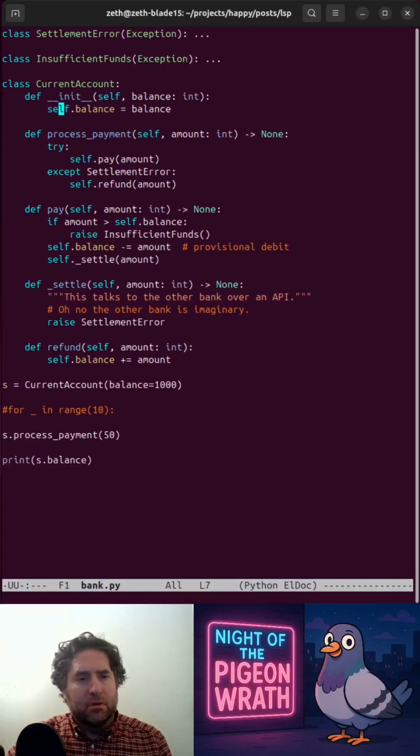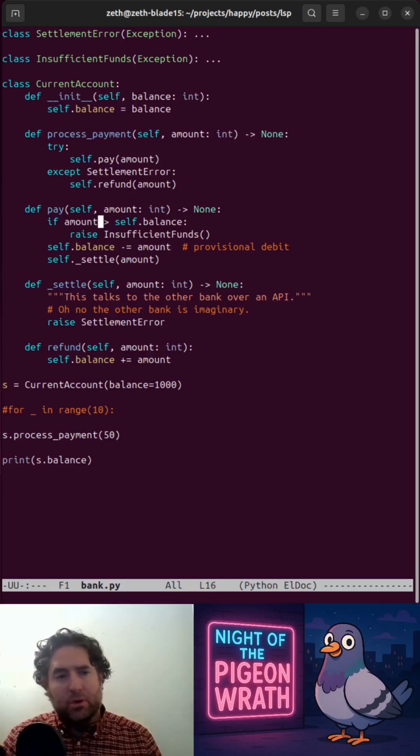We have a current account with a balance. When we want to process a payment, we'll try and pay the other account. We need to make sure they have more than that amount in their account. And if they don't, then we'll raise an exception.